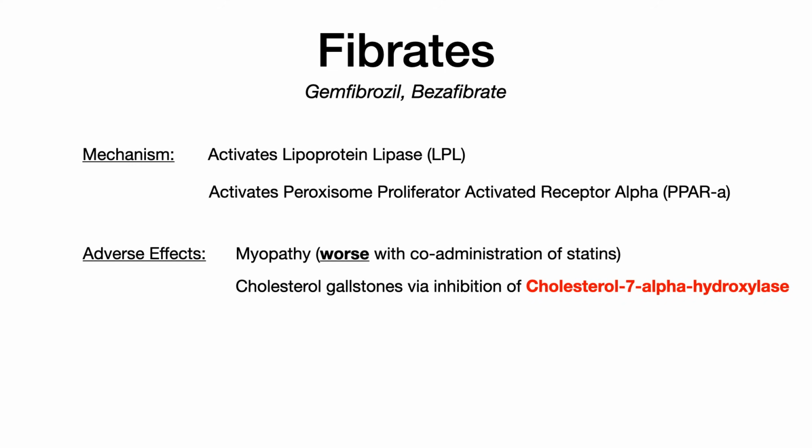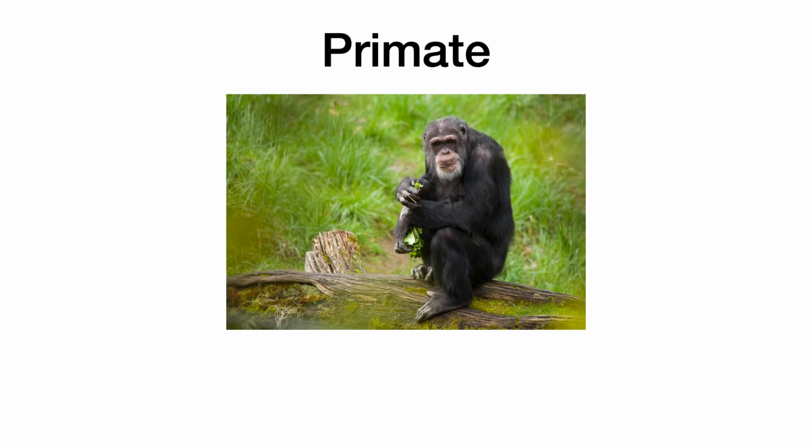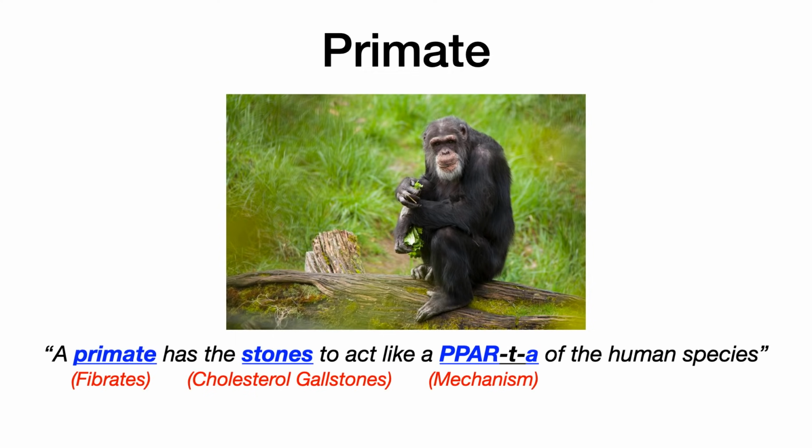So how do you remember all of this? Well, when I think of fibrates, what I'm actually thinking of is primates, right? Because it rhymes, primates. And my mnemonic here is: a primate has the stones to act like a part of the human species. And what does this sentence tell you? Well, a primate, for fibrates, a primate has the stones, cholesterol gallstones, that super, super high yield adverse drug reaction, to act like a part of the human species. And apart-a, PPAR alpha, reminds me of the mechanism.